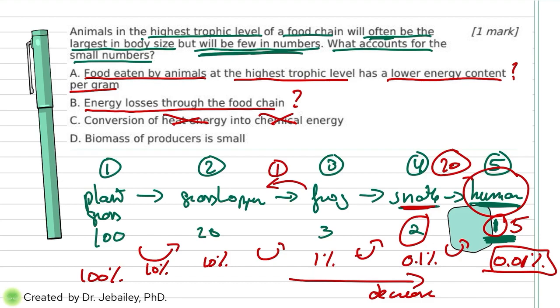It cannot go back to any kind of energy, so C is off. The biomass of the producer is small? No, the biomass of the producer will always be the biggest one. It always starts with the highest. And this is a no.